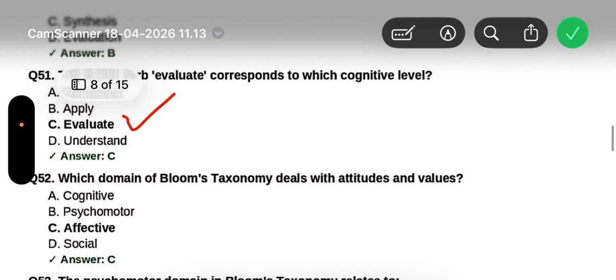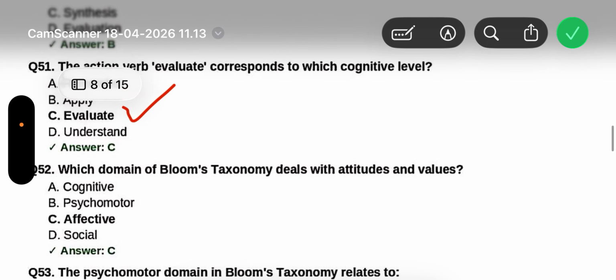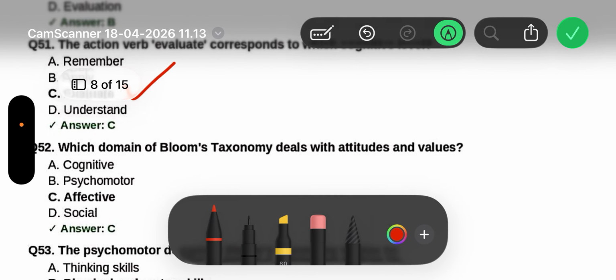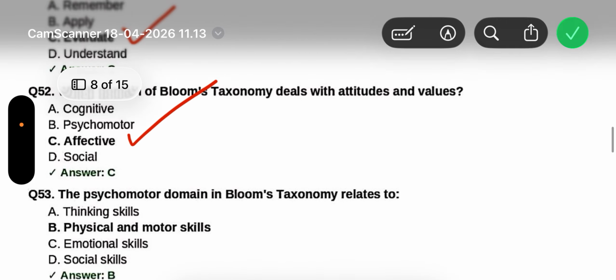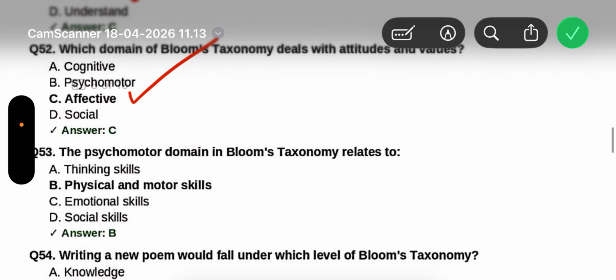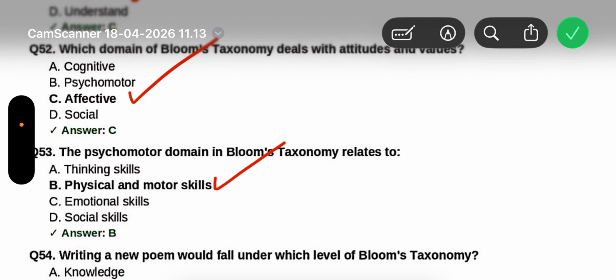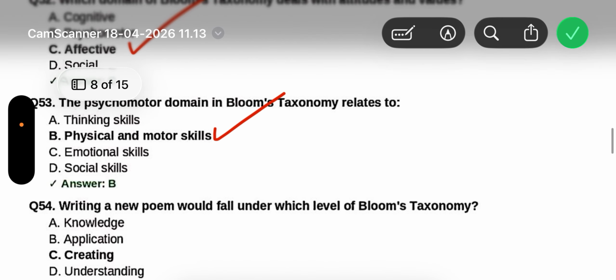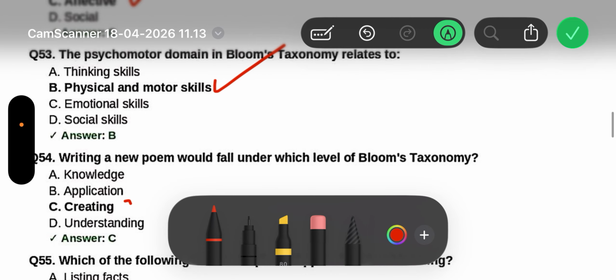Question number 52. Which domain of Bloom's taxonomy deals with attitudes and values? Option C, affective. Question number 53. The psychomotor domain in Bloom's taxonomy relates to? Option B, physical and motor skills. Question number 54. Writing a new poem would fall under which level of Bloom's taxonomy? Option C, creating.